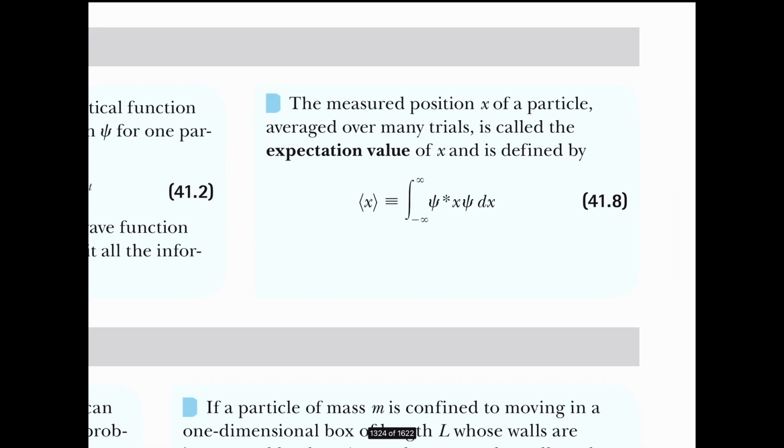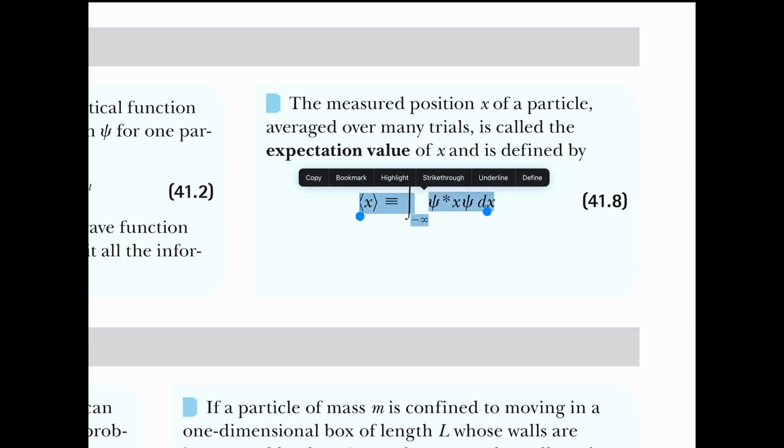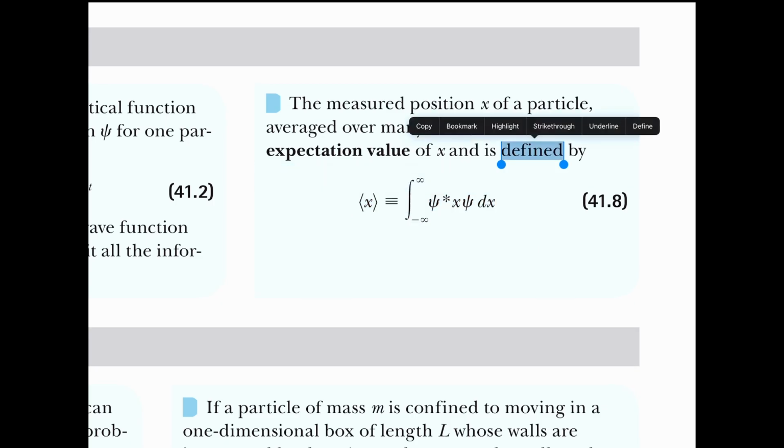Let's take a look at this. The measured position x of a particle averaged over many trials is called the expectation value. Remember how I told you this word was important? Here it's bolded, and here they give you an equation which is literally defined as the expectation value.